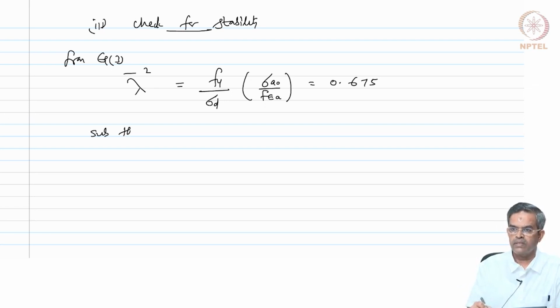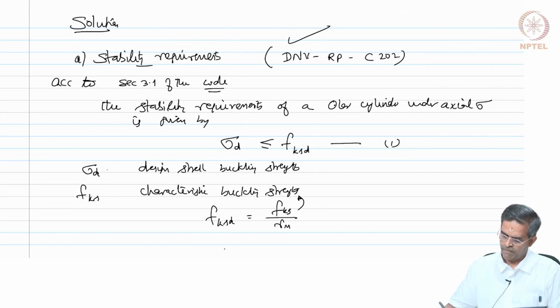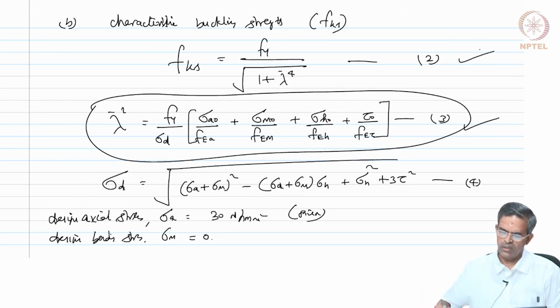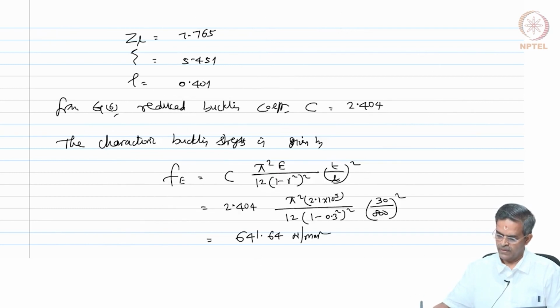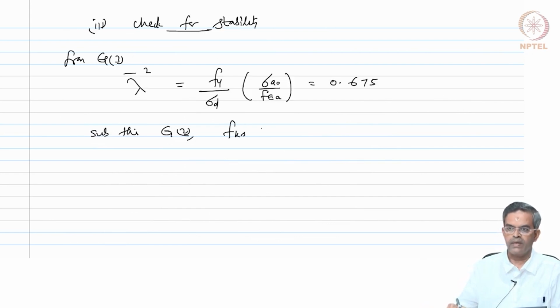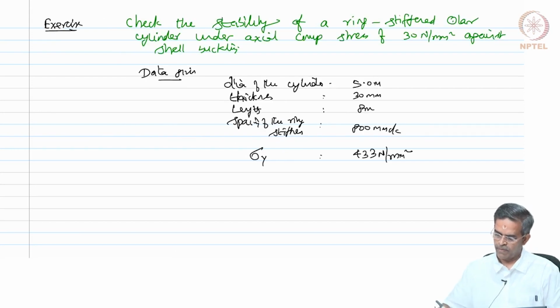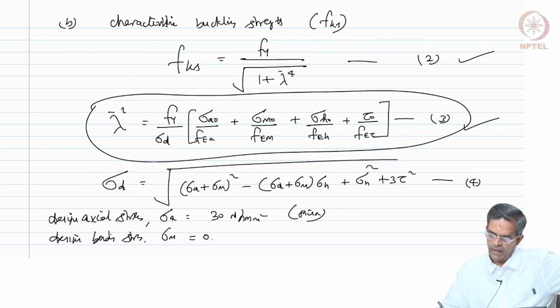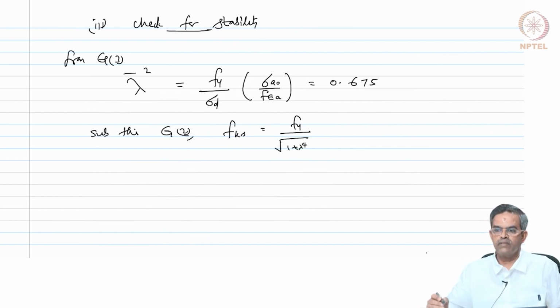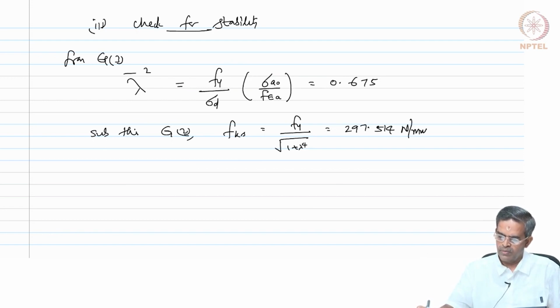Substituting this in equation 2, what is equation 2? See here, equation 2 is giving you the characteristic buckling strength, Fks. Fks is given by Fy by root of 1 plus lambda to the power 4. So let us do that, which is going to be 297.514 Newton per mm square.